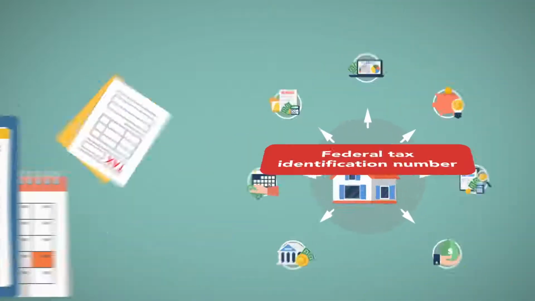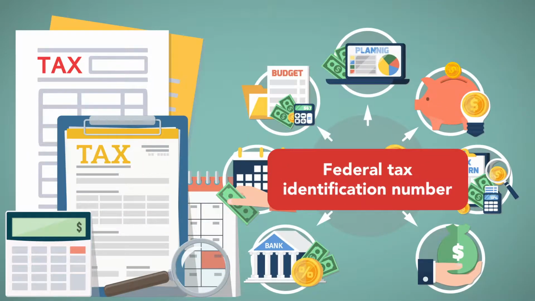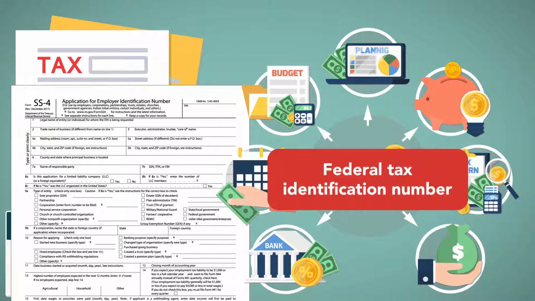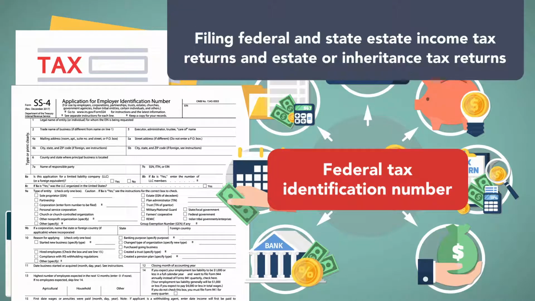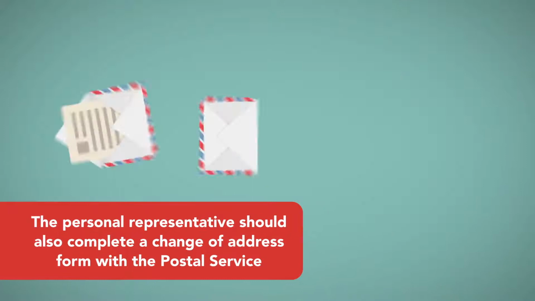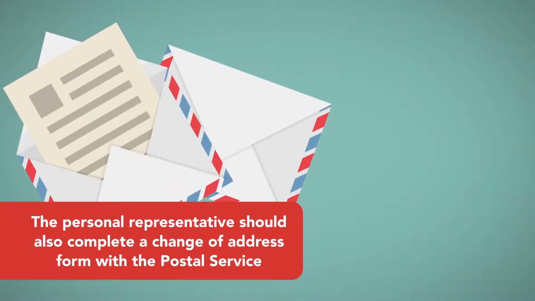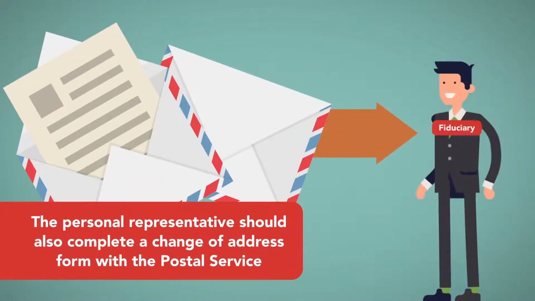Each estate must also obtain a federal tax identification number by filing Form SS-4 with the IRS. The tax ID number is used for filing federal and state estate income tax returns and estate or inheritance tax returns if needed. The personal representative should also complete a change of address form with the Postal Service to redirect all of the decedent's mail to the address of the personal representative.